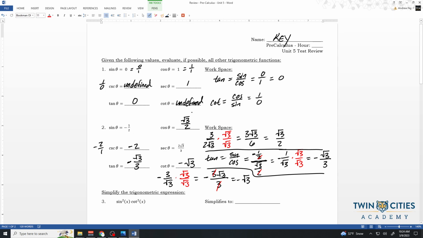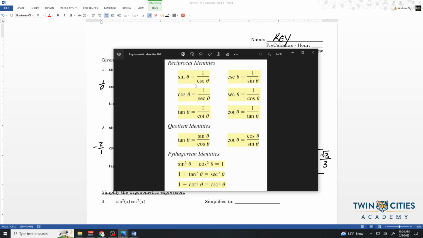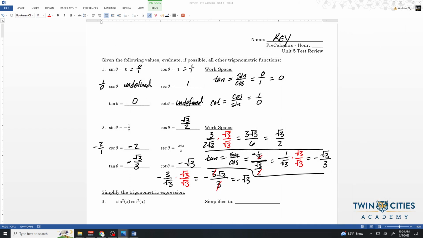Okay, so a lot of what we did right here involved the reciprocal identities, as well as for tangent and cotangent, the quotient identities. So you'll want to be really familiar with these identities right here. Moving on.